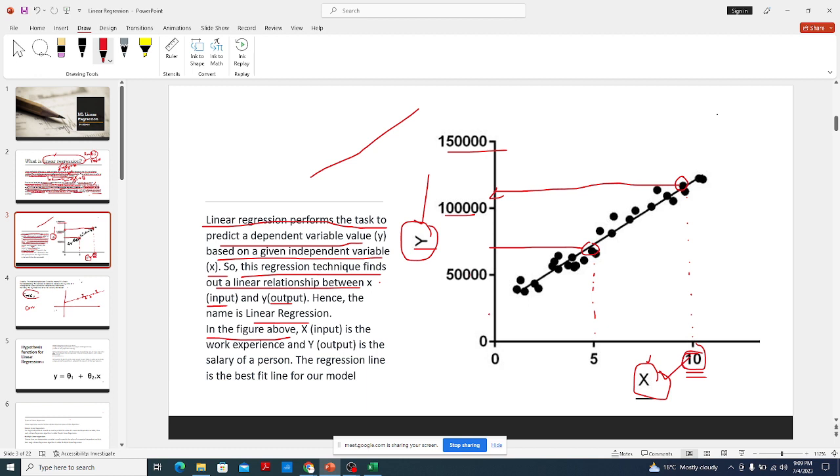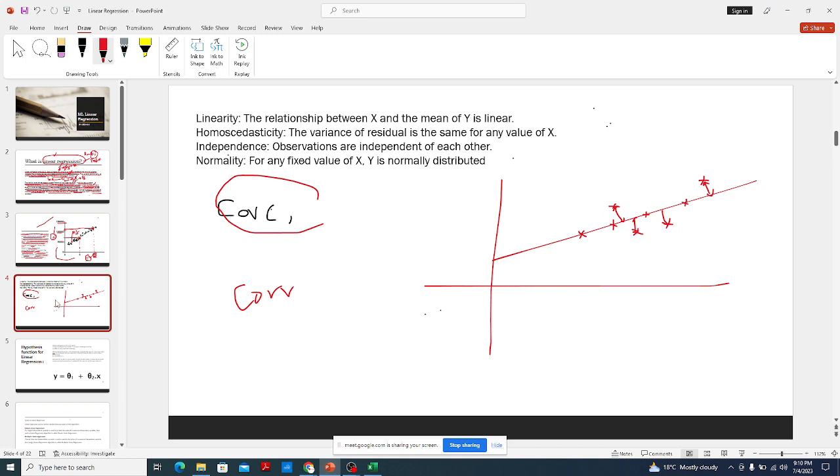Like in the figure below, or in this graph, X is the input, and it's work experience in years. Then Y is the salary of a person. So the regression line is the best fit line for a model. You can see this is the regression line.